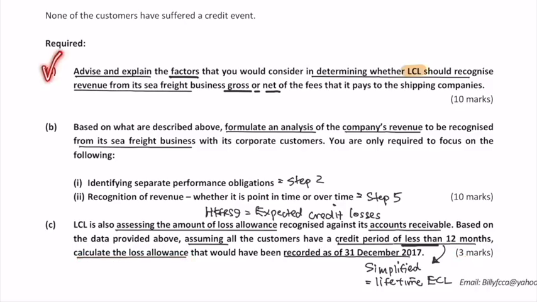Part A is to discuss whether the entity is acting as a principal or agent. Part B is to discuss the application of Step 2 and Step 5. Part C is to account for the loss allowance for receivables using the lifetime expected credit loss amount.